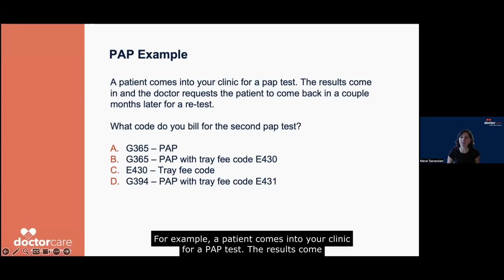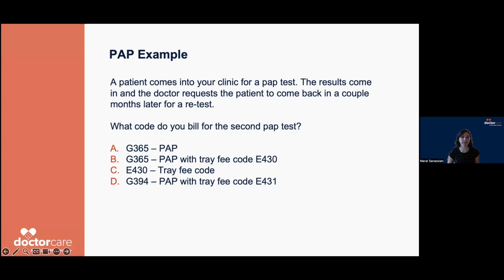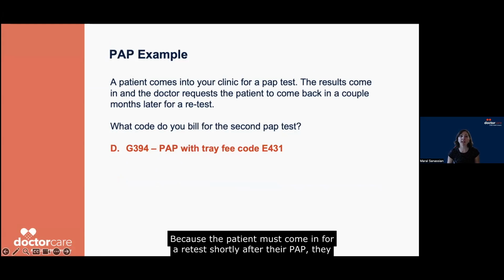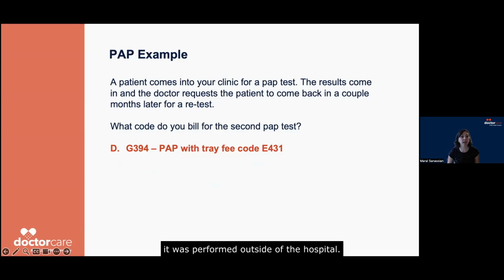For example, a patient comes into your clinic for a PAP test. The results come in and the doctor requests the patient to come back in a couple of months for a retest. What code do you bill for the second PAP test? Because the patient must come in for a retest shortly after their PAP, they cannot bill the G365. Instead, they would bill the fee code G394 along with the tray fee code E431 because it was performed outside of the hospital.